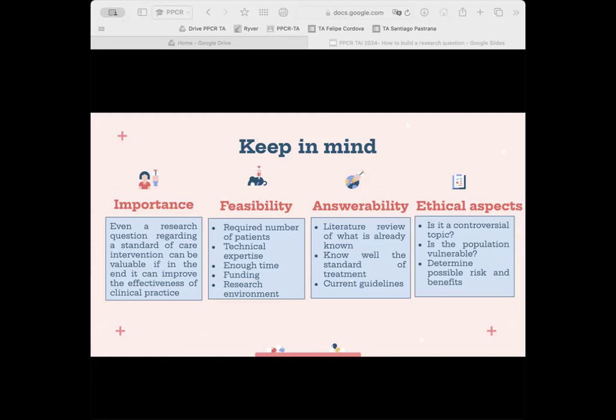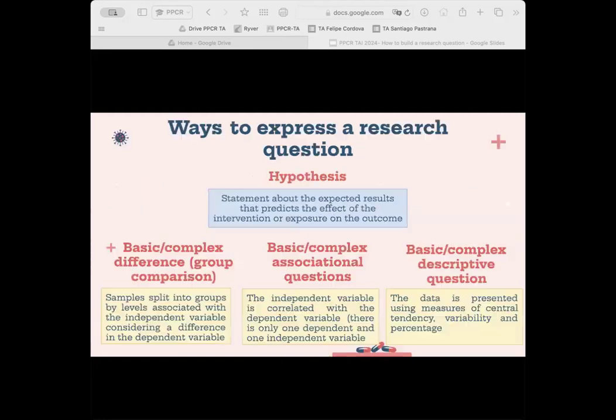And the ethical aspects, you will learn there are a lot of controversial topics that you have to keep in mind. So as I mentioned, if the population is vulnerable, what are the possible risks, what are the possible benefits, and all of that. So there are several ways to express a research question. First, the hypothesis is the statement about the expected results that predicts the effect of the intervention or exposure on the outcome. So for example, it's like what you expect.